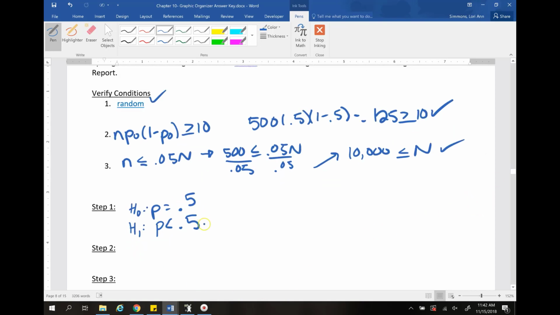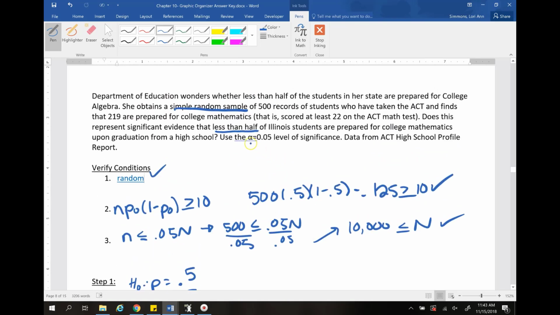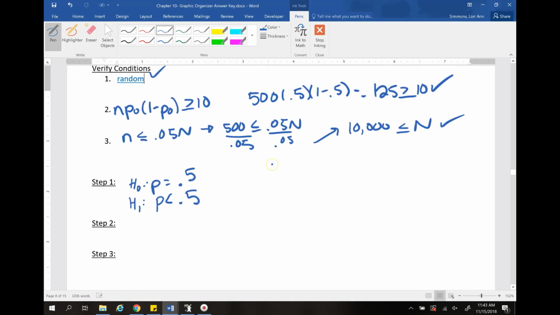Step 1, we already completed. Notice that the null hypothesis says equal and that the proportions match up. These are proportions, so this should be P. Note that in the next lesson we're going to be talking about means. So instead of P here, we're going to have mu here. Step 2 is determine your level of significance. That's stated right here for you.